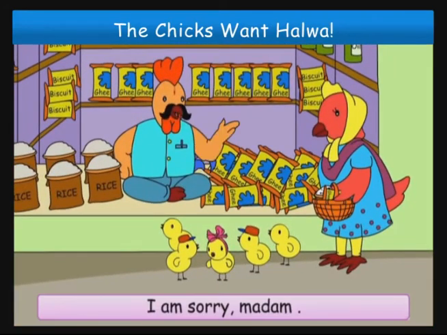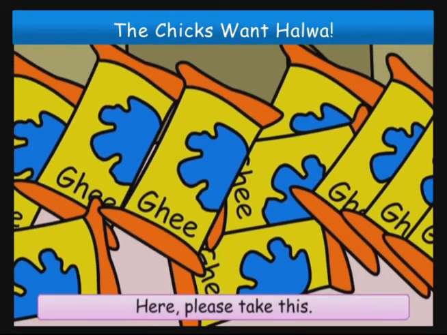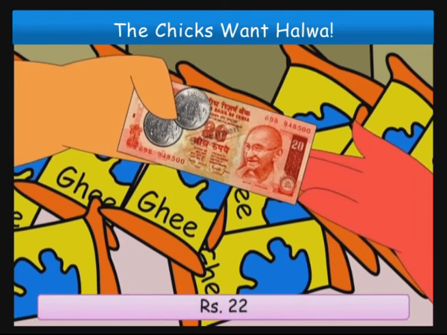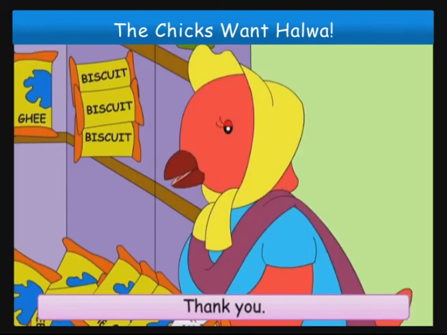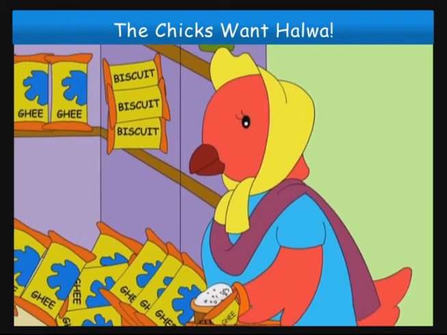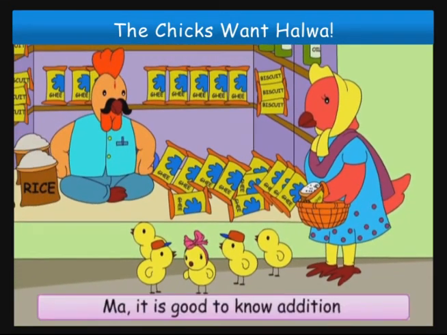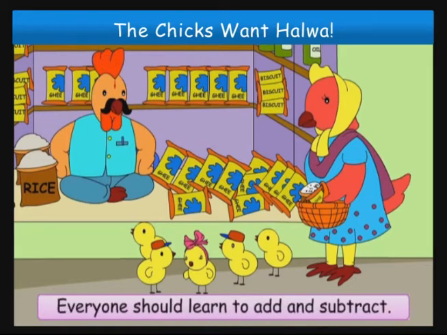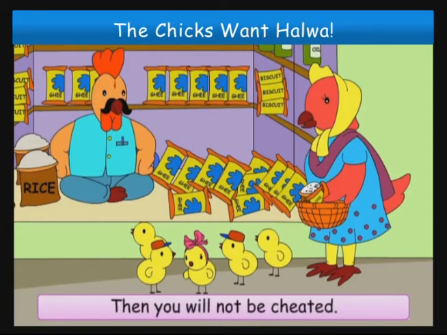I am sorry, madam. Here, please take this 22 rupees. Thank you. Ma, it is good to know addition and subtraction. Then no one can cheat us. Yes, children. Everyone should learn to add and subtract. Then you will not be cheated.